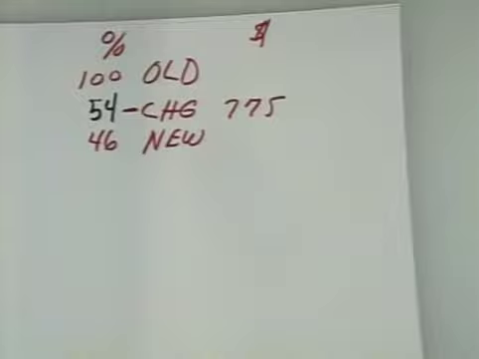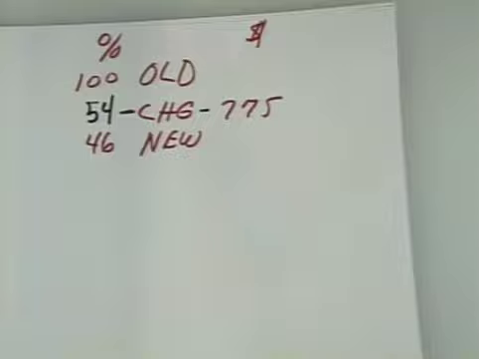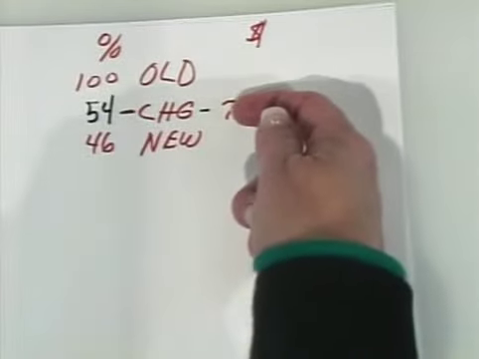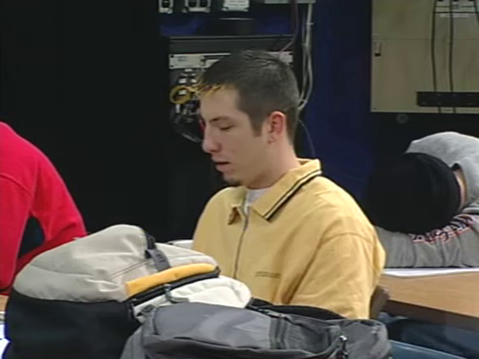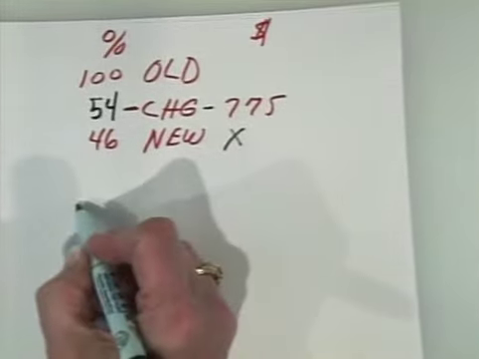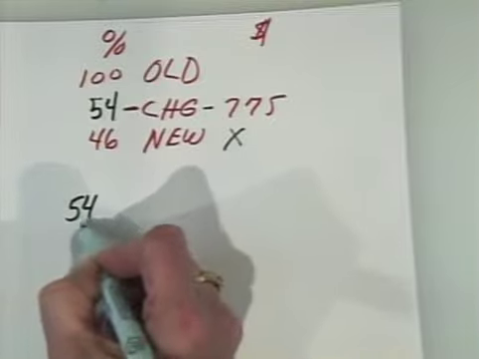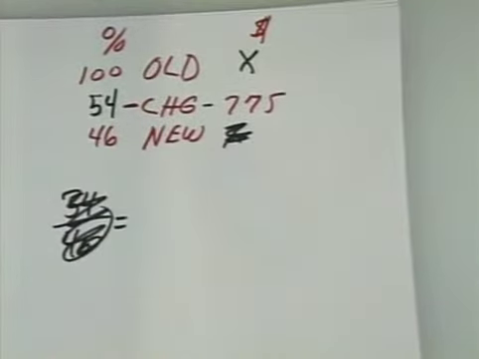When you set up a proportion you're either going to come up with old or come up with new. Once you have old, you can subtract $775 to come up with new. Or if you come up with new, you can add $775 to get old. What proportion did you set up, or did you get it started? 54x equals. Okay, you put the X here. I put the X up top. Yeah, I guess you could do either way. You can do either way.